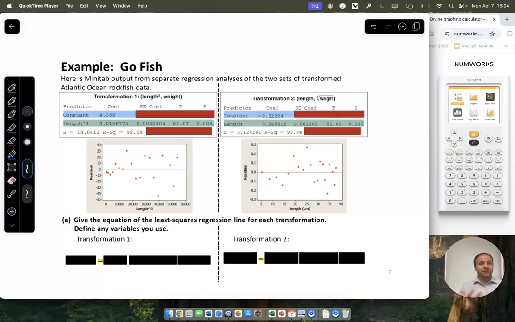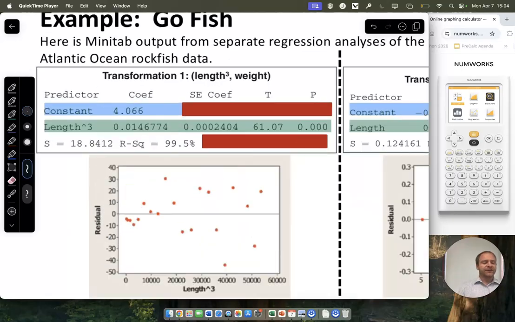That's better information. So I could try and see which one's better. Transformation 1, length cubed, comma weight, or transformation 2, length, comma cube root of weight. And in this case, I have my Minitab outputs right here. We'll focus on this one first.